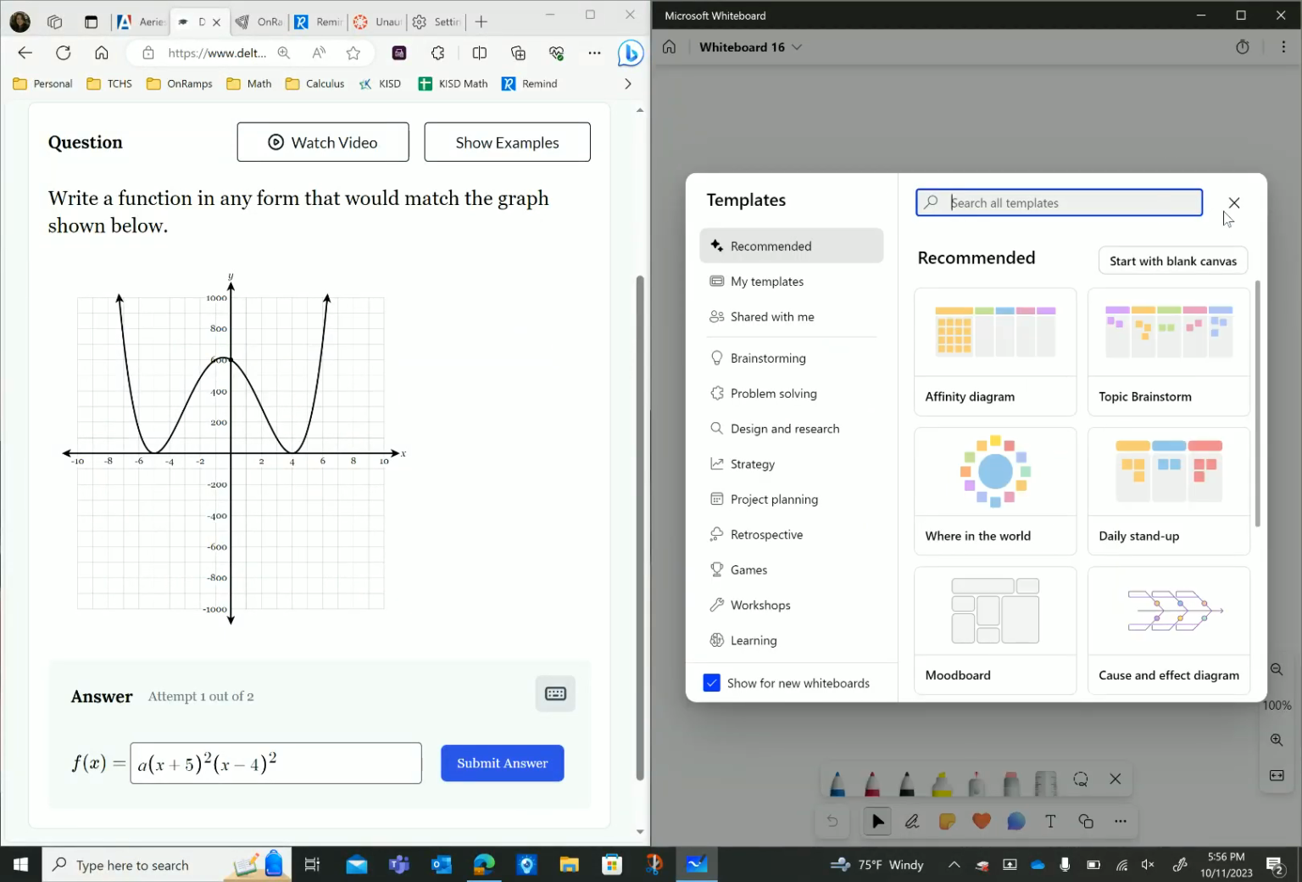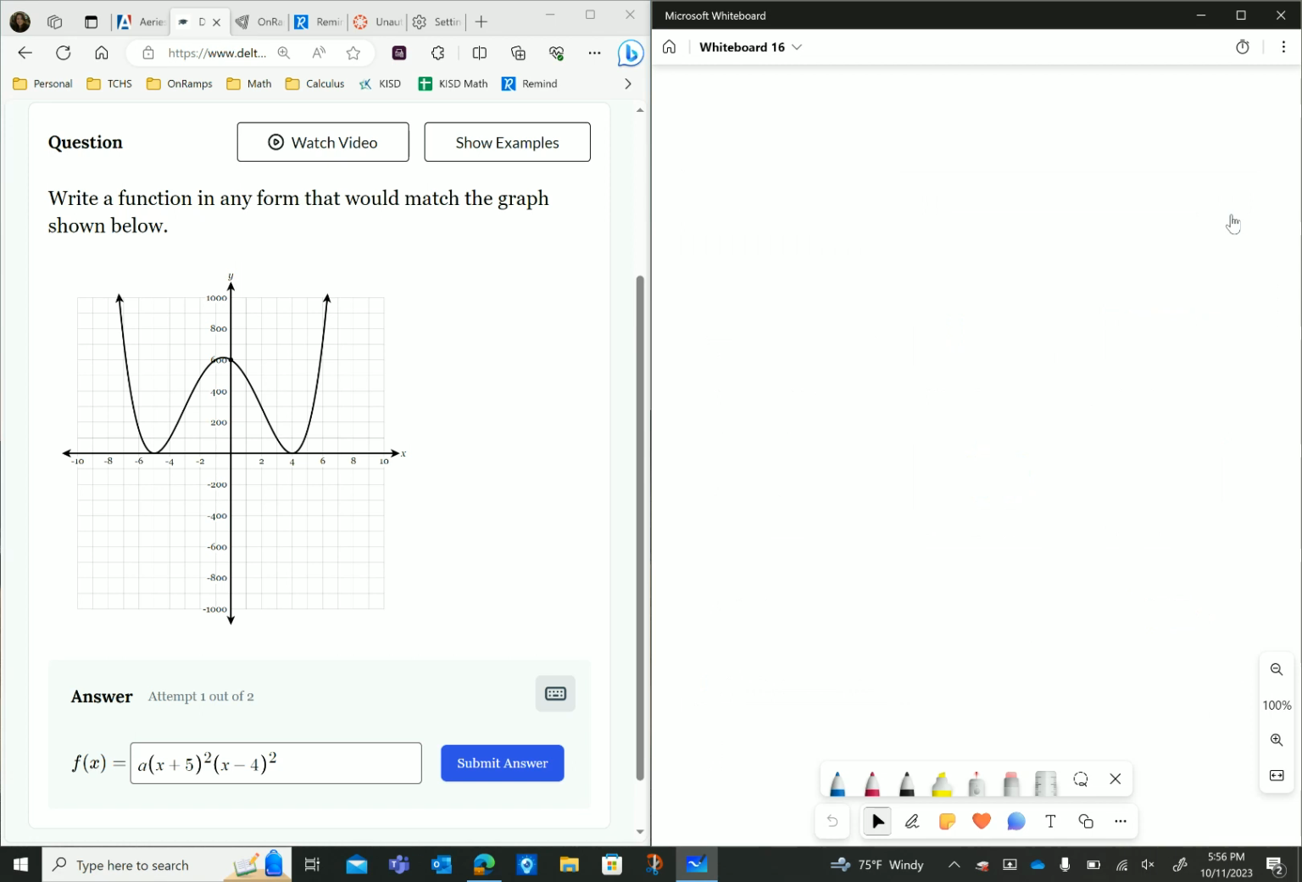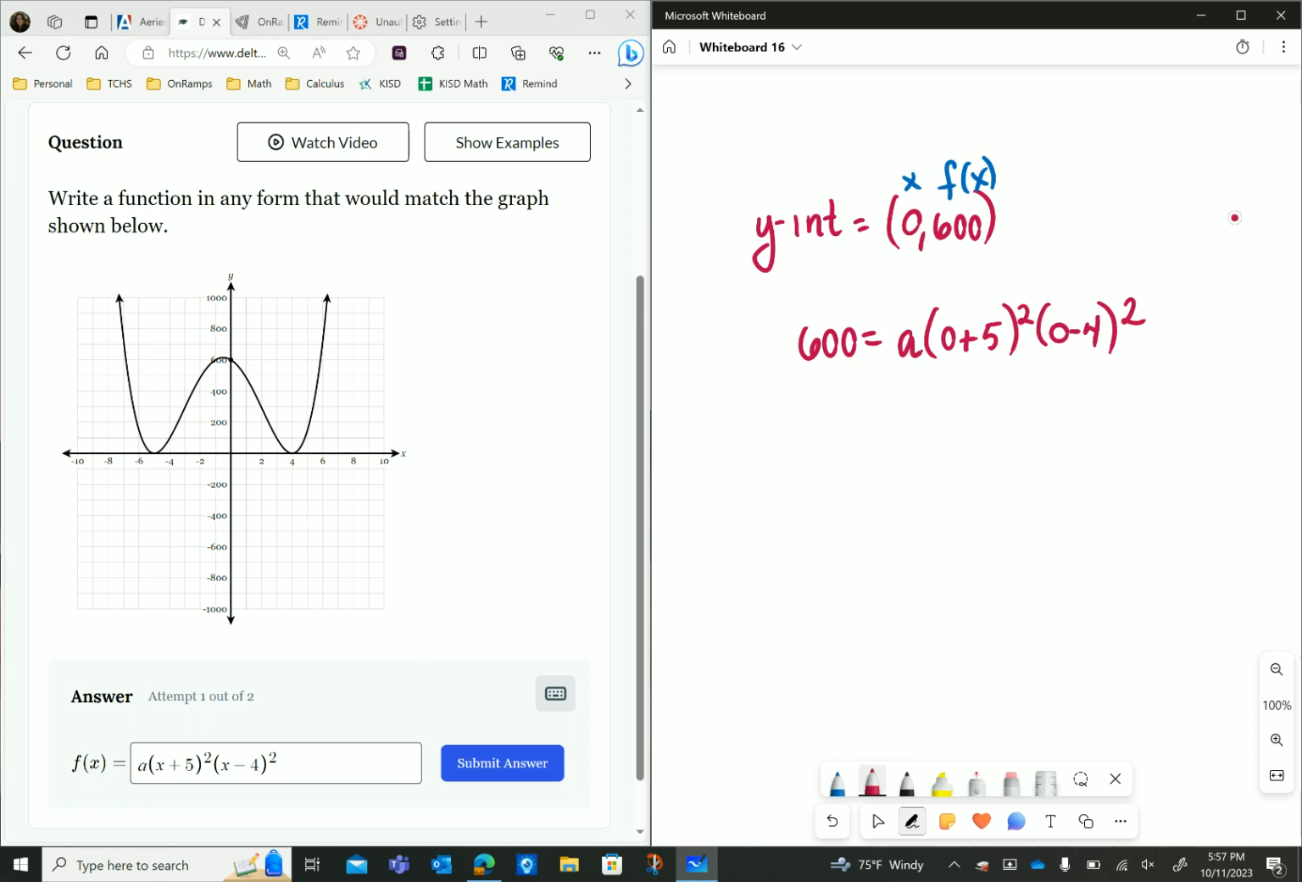Now I'm writing on a vertical surface right now, so my handwriting may be a little messy, but I will do my best. As far as x and y notation, the x value is 0 and the f of x value is 600, so I am going to substitute that into the function that I have. So 600 equals a, the leading coefficient I'm looking for, times 0 plus 5 all squared, times 0 minus 4 all squared, and now I do the arithmetic.